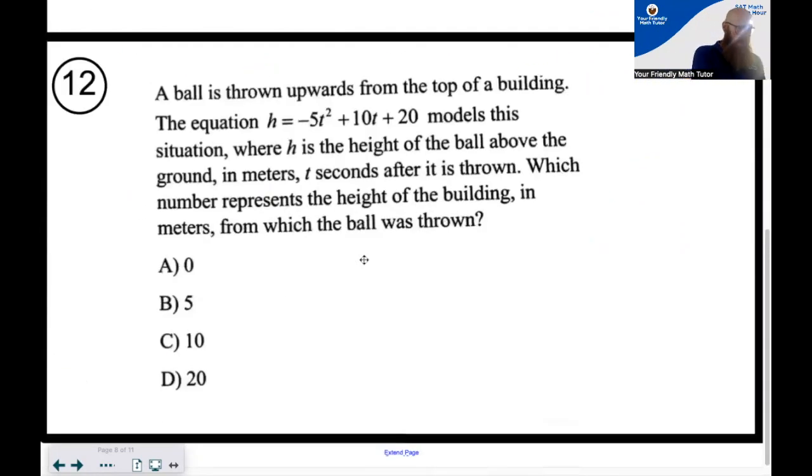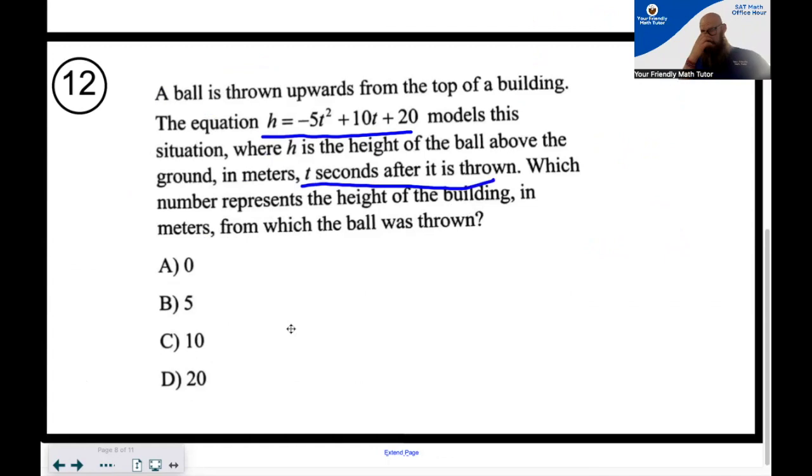All right, number 12. All right, so we have an equation again. Doesn't necessarily matter yet. And then I would go to read the problem. Which number represents the height of the building in meters from which the ball was thrown? Well, then I would go back and just look real quick. H is the height, T is seconds after it's thrown. So all I care about is that. T seconds after it's thrown.